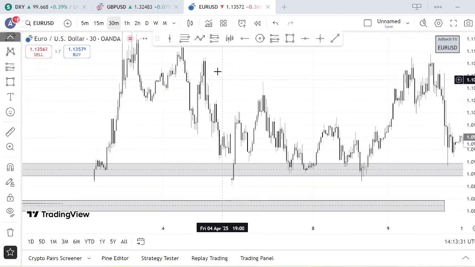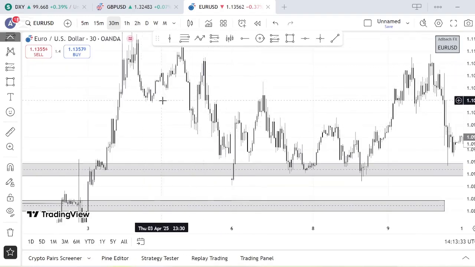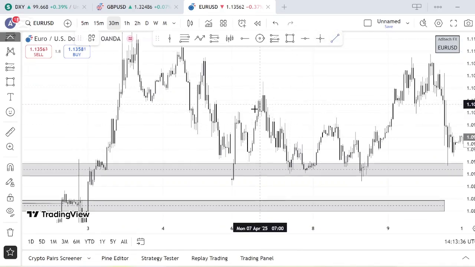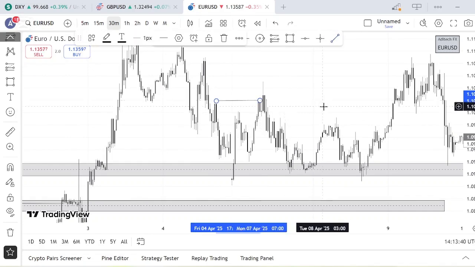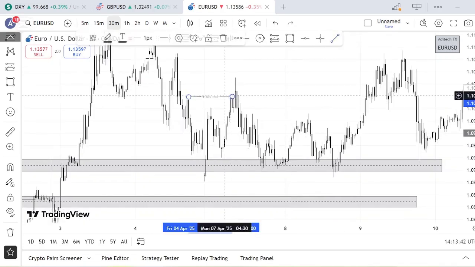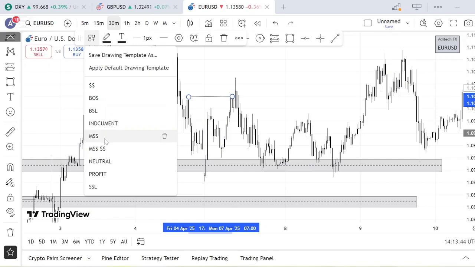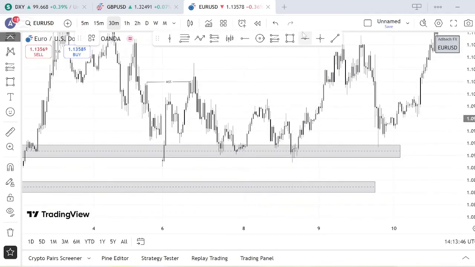So right here you can see break of structure, break of structure, break of structure, and price actually shifted structure right here. This can also be your shift in structure, right? This is a market structure shift or a change of character, right? Now we have a fair value gap right here.